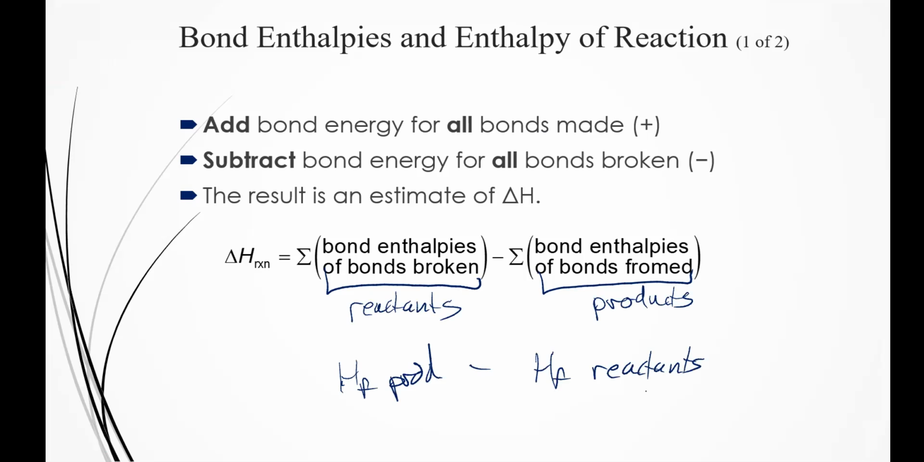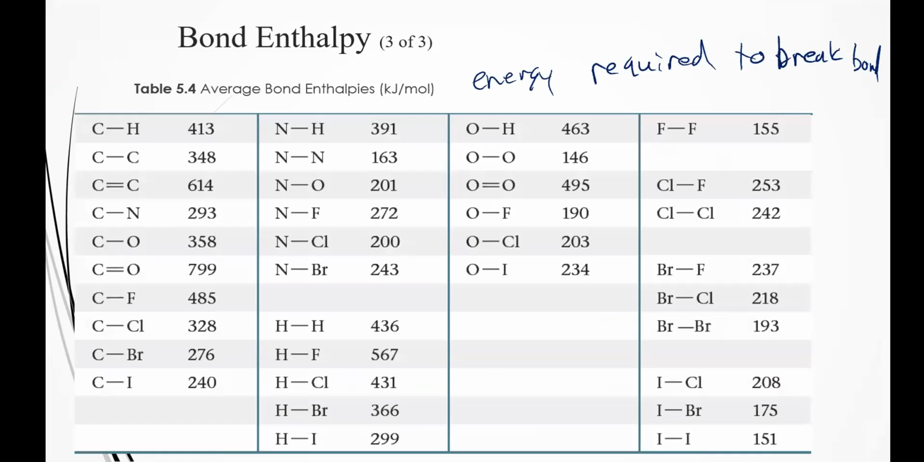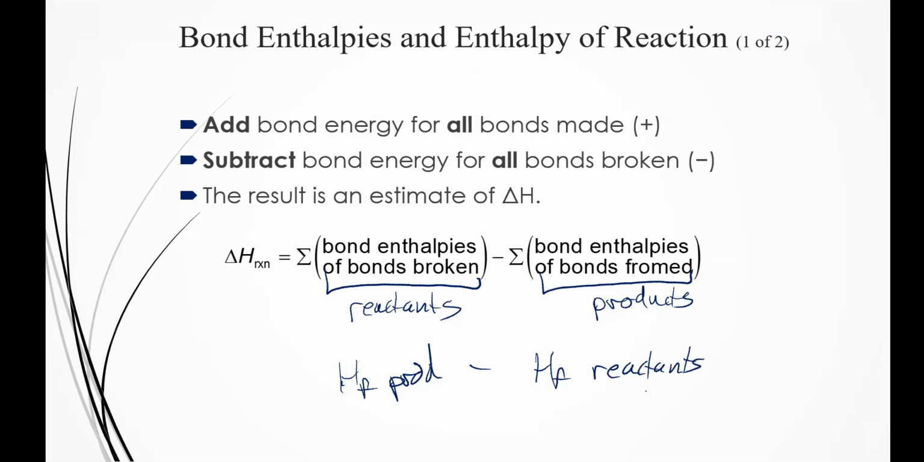For bond enthalpies, it's a little bit different. And that's because of the way that we are given the information: the bond enthalpies are all defined as being positive, and they're all said to be the energy required to break the bond, not the energy required when you form the bond. Right? And so that's what's throwing it off.